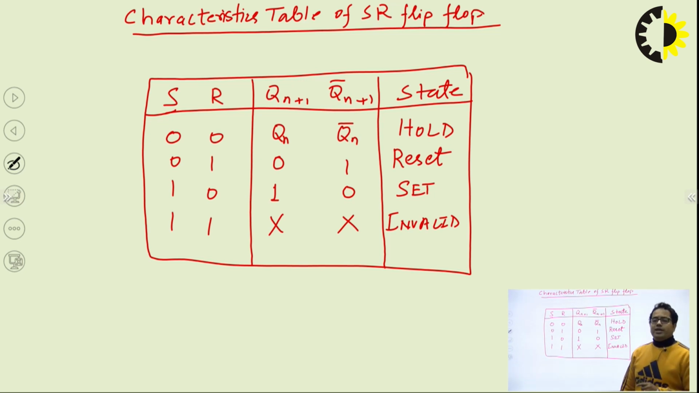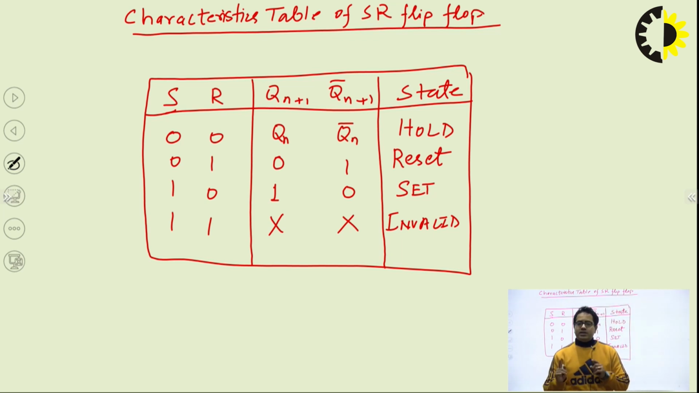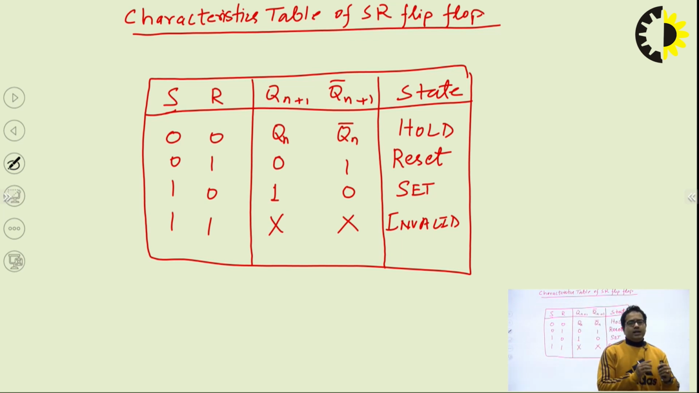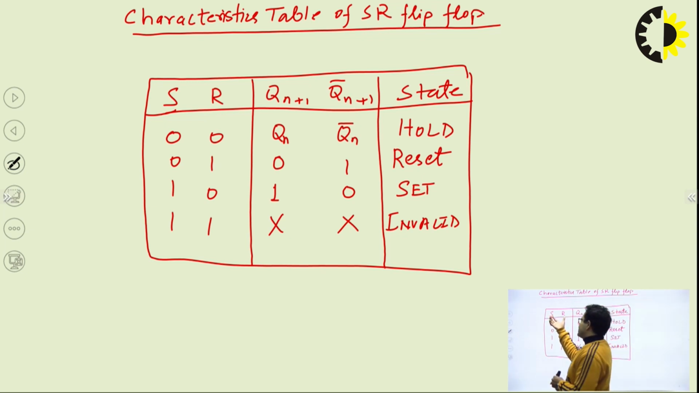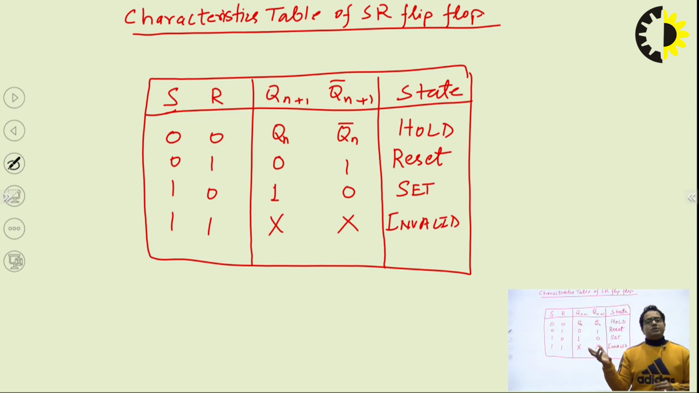Now with this concept we will move into detail about how we can write the characteristic table of the SR flip-flop. Previously also I told you that whenever you are drawing a characteristic table, just keep this point in mind: what is a sequential circuit? A sequential circuit is one whose present output depends upon the present input as well as the past output. So in the case of your SR flip-flop, what are the present inputs? Definitely S and R. And what is the past output? It is Qn.